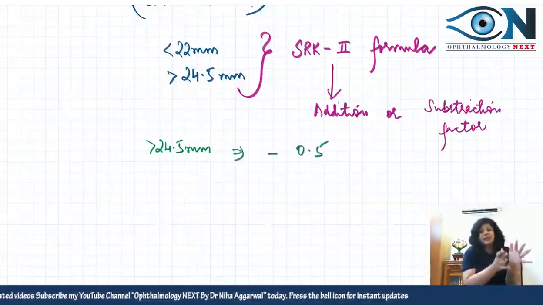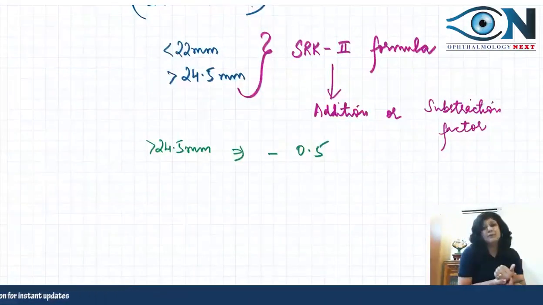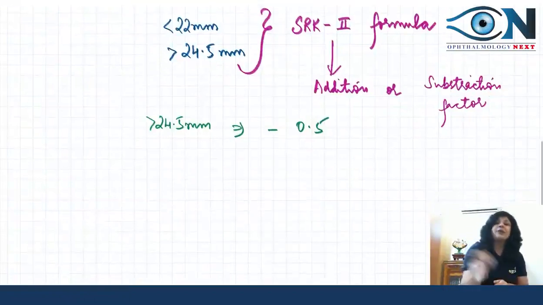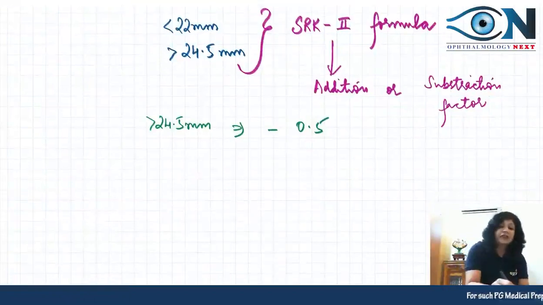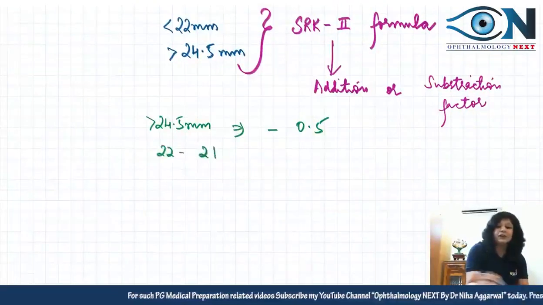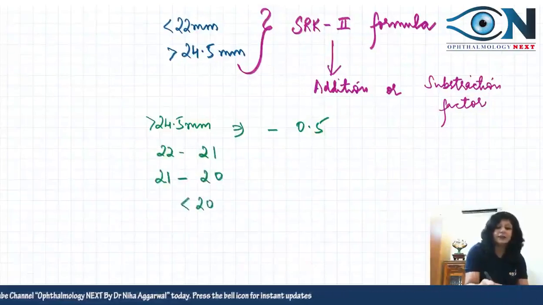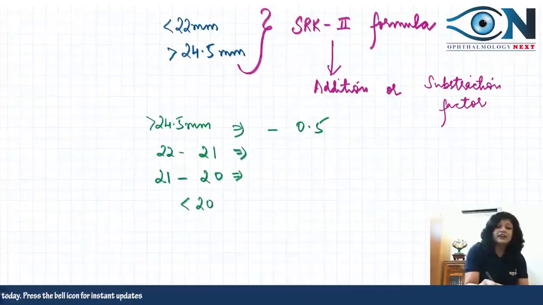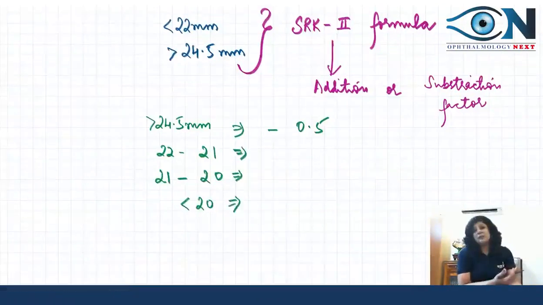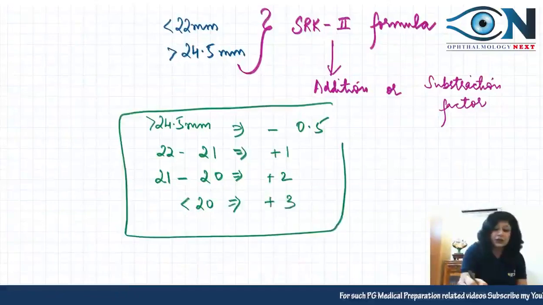So whatever power I am getting, the formula will remain the same. I will have to reduce 0.5 power from that. But if I am having lesser power, less than 22, like 22 to 21, then 21 to 20, or even less than 20, in these conditions I will have to give the correction factor, and that will be additive. So this will be +1, +2 and +3. I think this is an important thing, you must note it down.